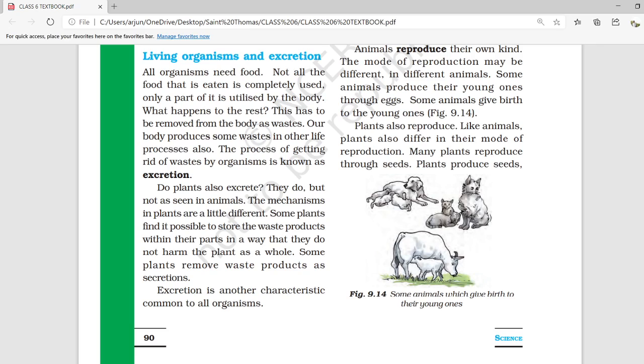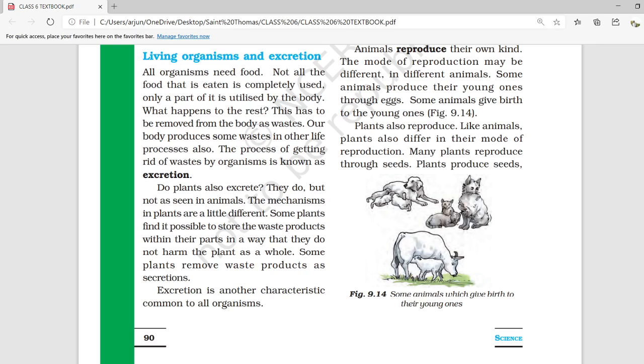Now, how do plants excrete? We can see animals do excrete, but how do plants? Let's see. They do, but not as seen in animals. The mechanism in plants is a little different. Some plants find it possible to store the waste product within their parts in a way that does not harm the plant as a whole. They do not remove the waste from their body. They just keep that waste in some part of the plant which does not harm it. Some plants remove waste products as a secretion.